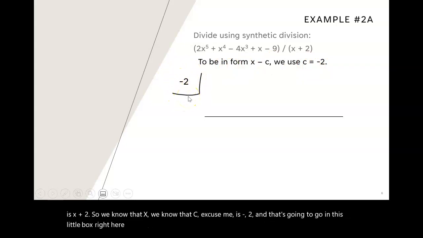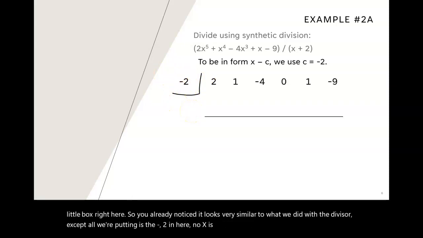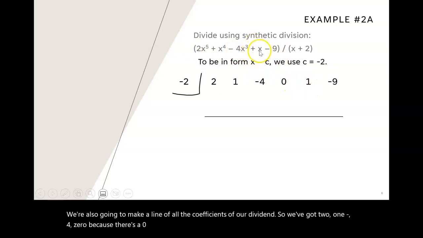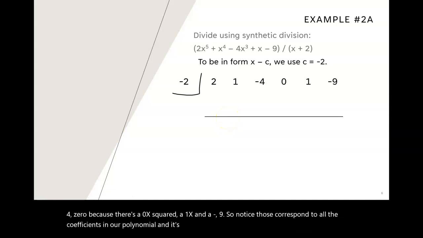So you already noticed it looks very similar to what we did with the divisor, except all we're putting is the -2 in here. No x's involved. We're also going to make a line of all the coefficients of our dividend. So we've got 2, 1, -4, 0, because there's a 0x squared, a 1x, and a -9. So notice those correspond to all the coefficients in our polynomial. And it's a very repetitive process. So you're just going to do the same thing over and over again until you get to the end.